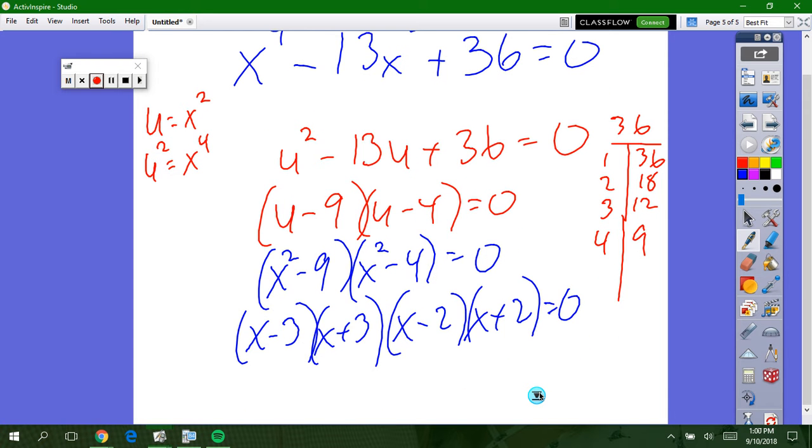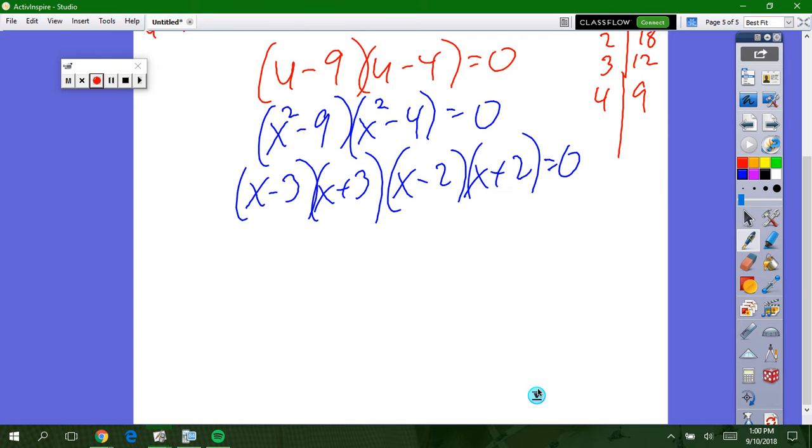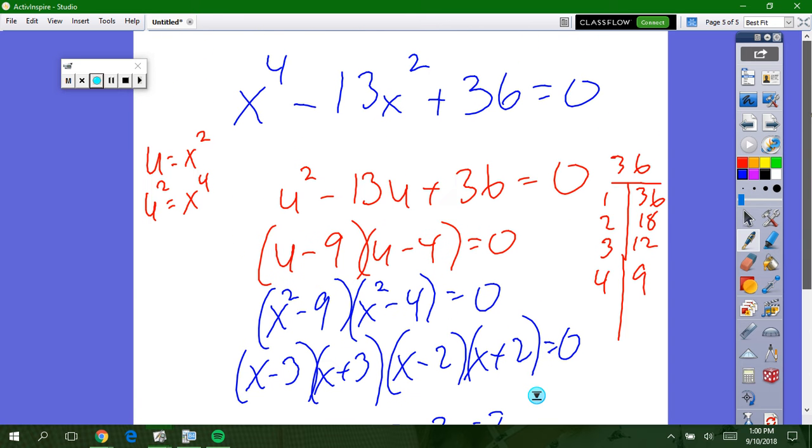Who are my zeros? Who are my zeros? Who are my zeros? Yeah. It is what? 3, negative 3, 2, negative 2. How many zeros was I supposed to have? 4. Now, do I have to do the u substitution?